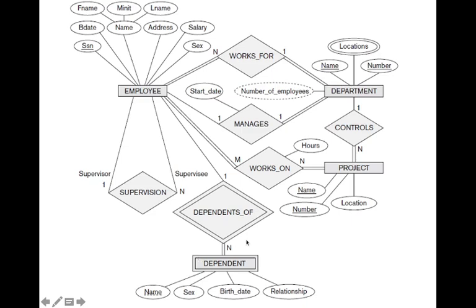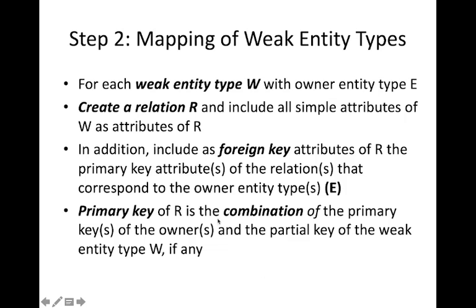So you'll see this example, then you will understand what we have written. Here dependent is a weak entity. So what we have to do is form a relation dependent. We will have the attributes dependent name, sex, birth date, and relationship. So that is what is mentioned here. With all simple attributes, we have to form a relation.